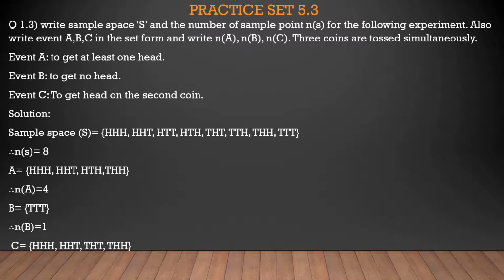Event C is to get a head on the second coin. So sample points in event C are written as C = {HHH, HHT, THH, THT}. So number of sample points in event C, n(C), is equal to 4.